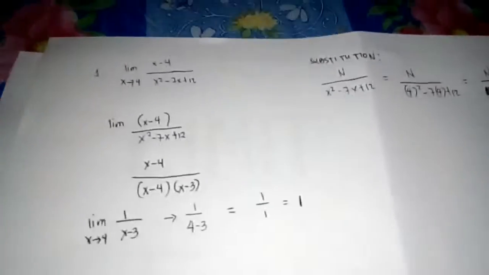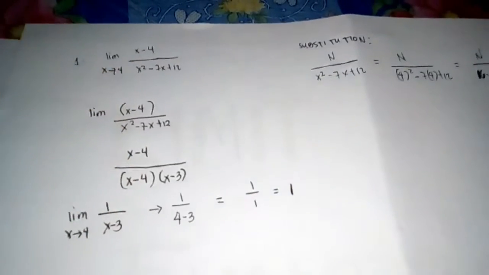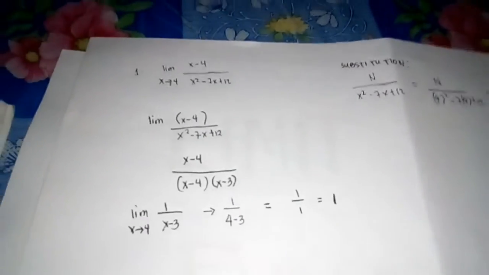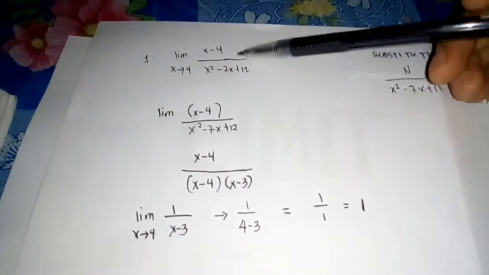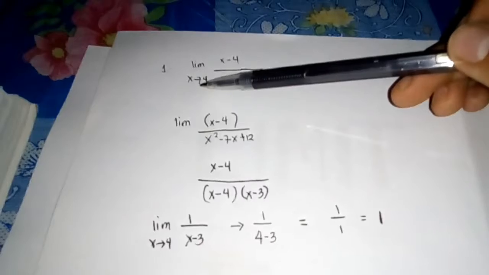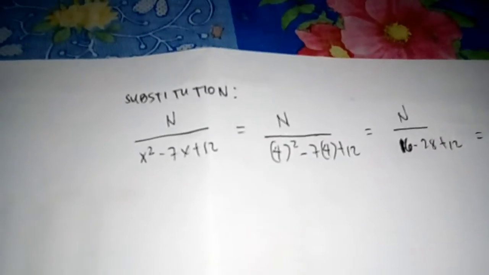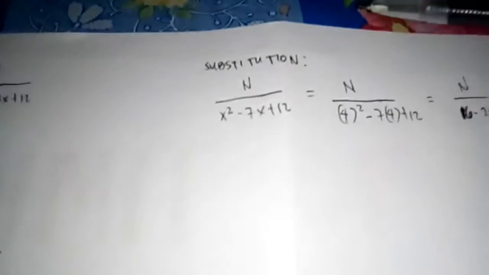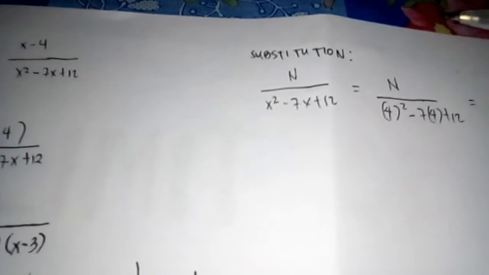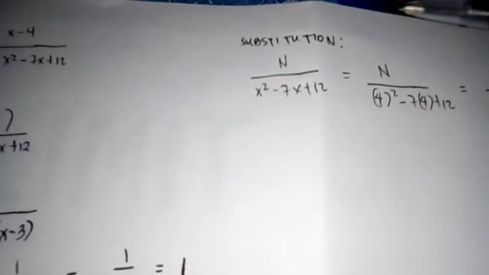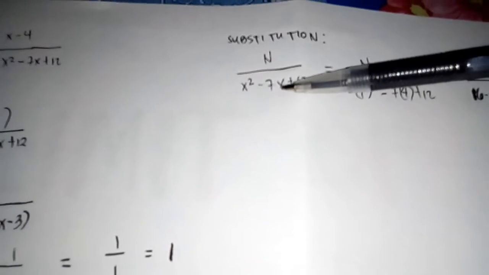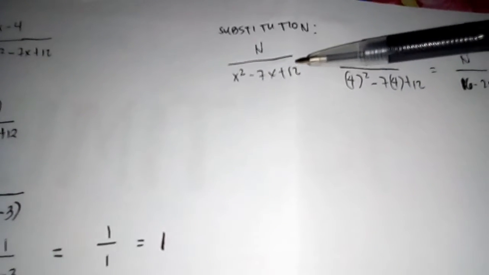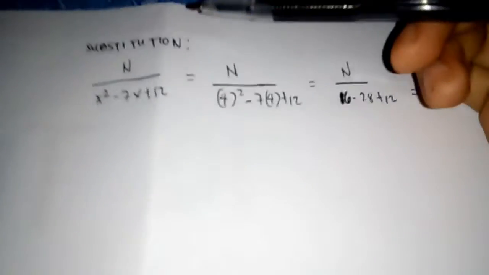we have the limit of x minus 4 over x squared minus 7x plus 12 as x approaches 4. So the first thing we do is substitute. Substitute first into the denominator, with the numerator over x squared minus 7x plus 12. So substitute x is equal to 4.